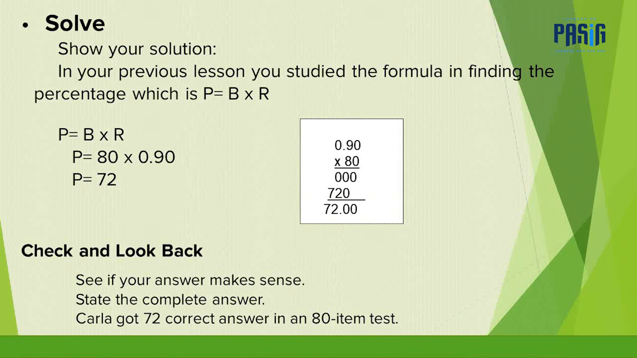After solving, you have to check and look back. See if your answer makes sense. Then state the complete answer. So our complete answer is Carla got 72 correct answers in an 80-item test.